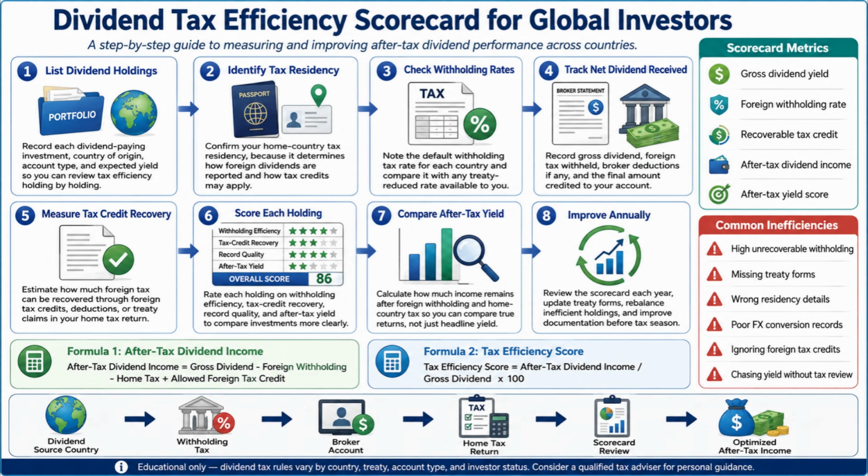In conclusion, a Dividend Tax Efficiency Scorecard helps global investors move beyond headline yield and focus on real after-tax income. By listing holdings, checking residency, reviewing withholding rates, tracking payments, measuring tax credit recovery, scoring each holding, and improving annually, investors can better understand their true dividend performance.